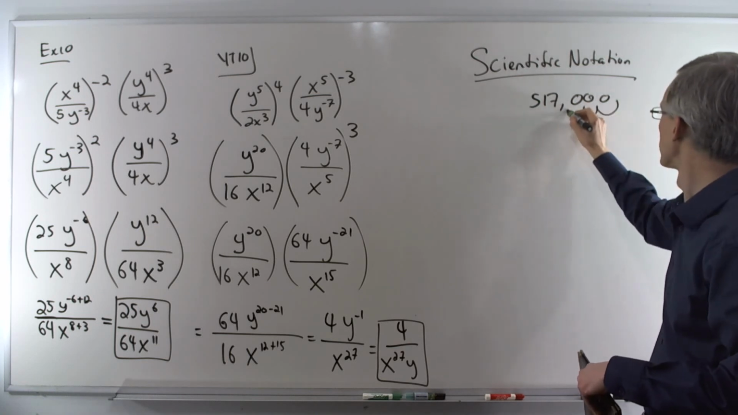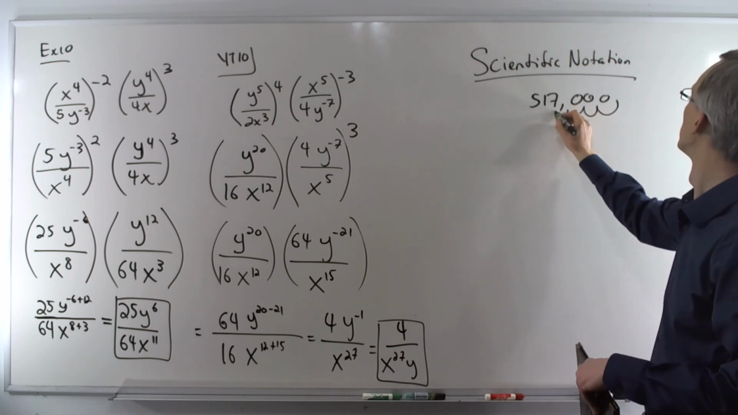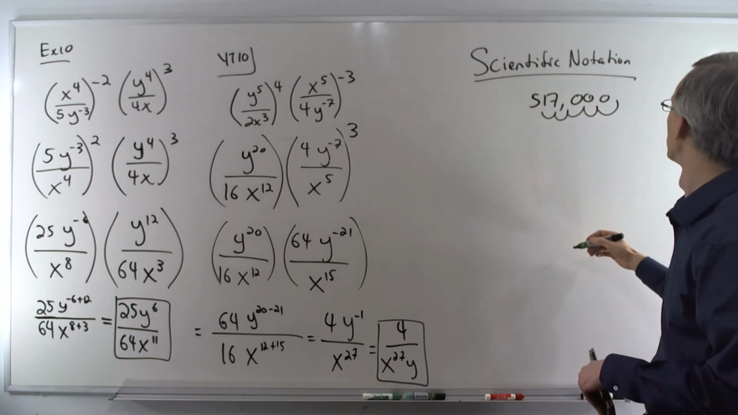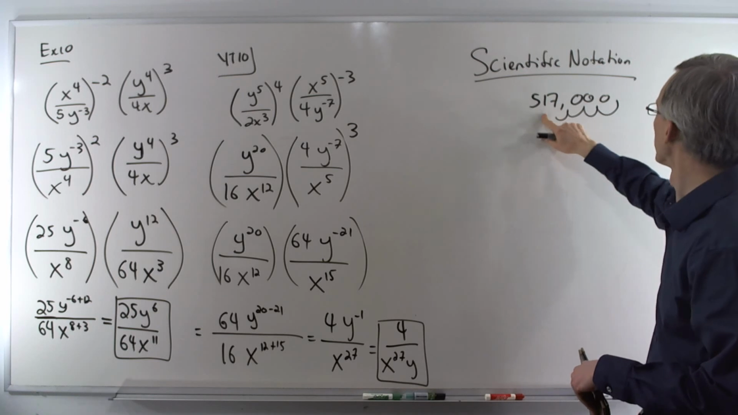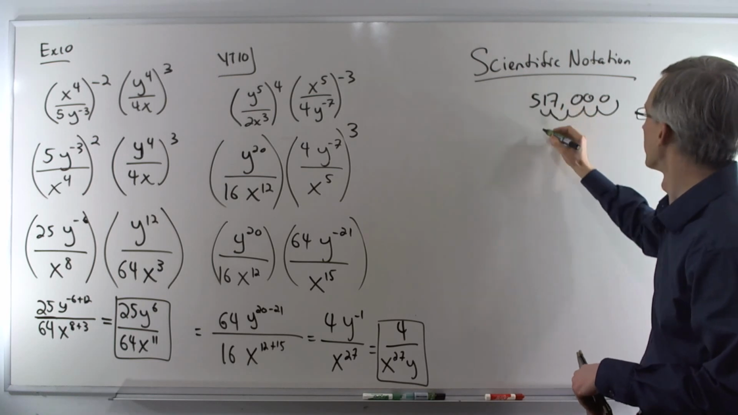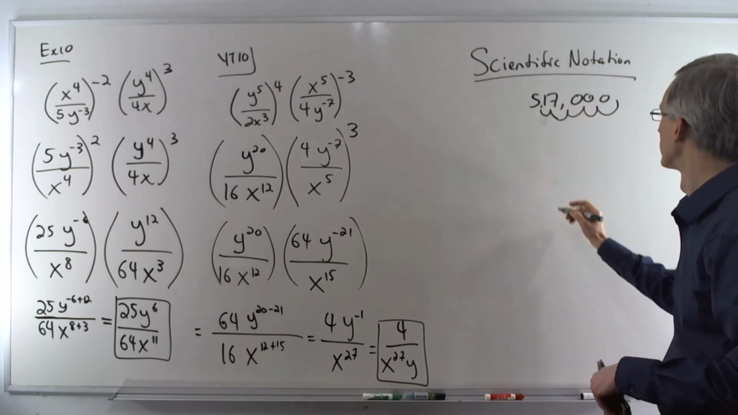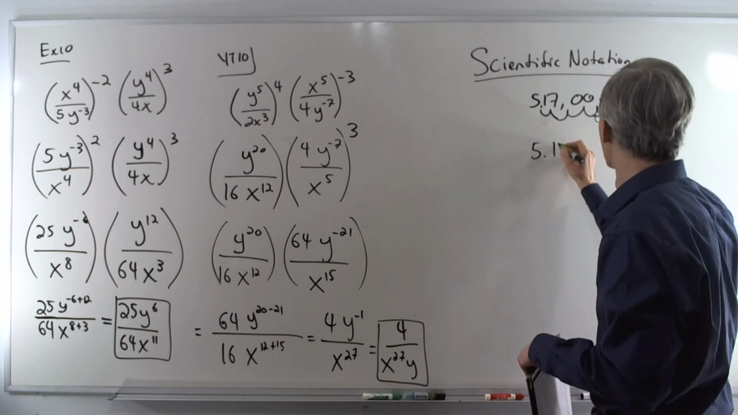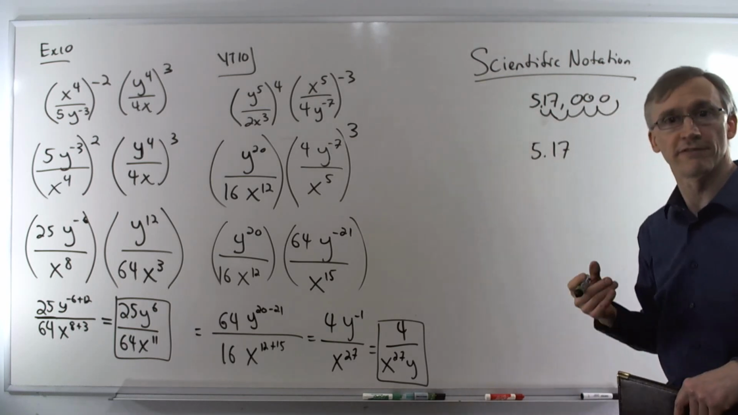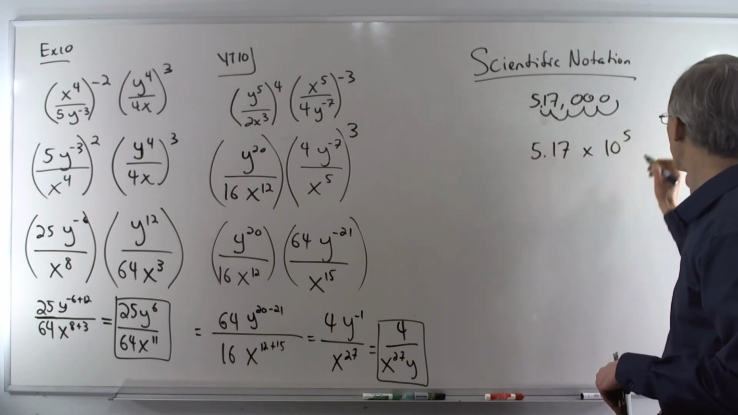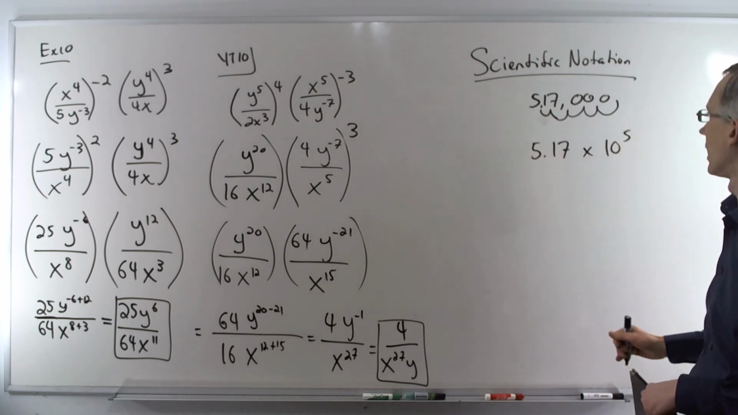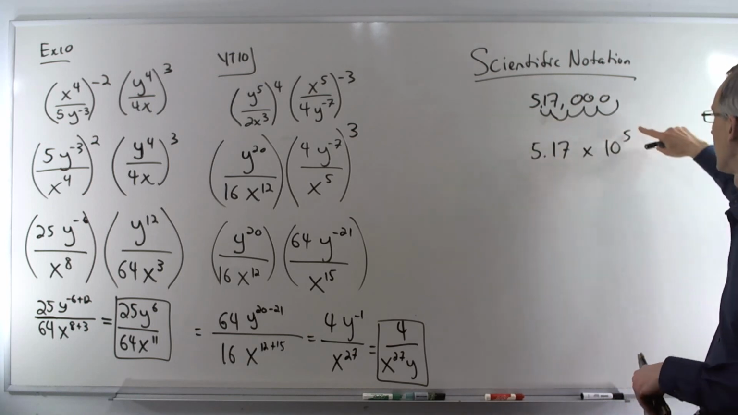1, 2, 3, 4, 5. Didn't quite get that right. 4, 5. There we go. And so if we moved it 5 places, we're going to multiply by 10 to the 5th power. However many places you move the decimal, that becomes the exponent.